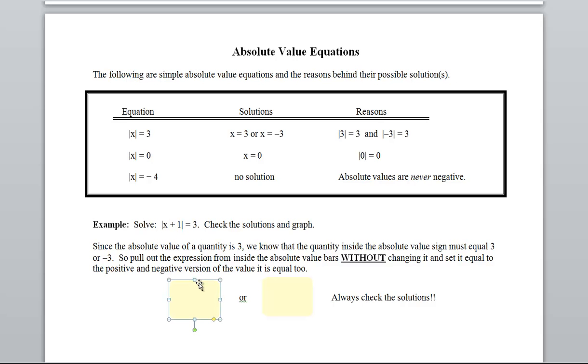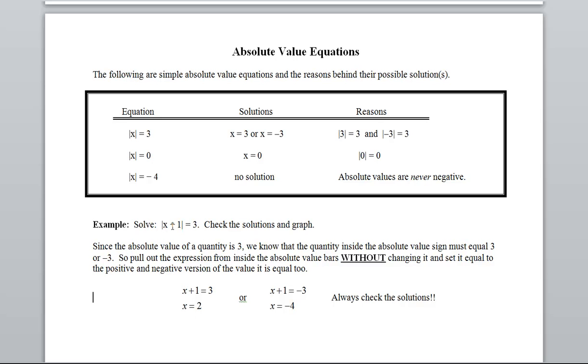So first thing I'm going to do is set it equal to a positive 3. And then we're also going to set it equal to a negative 3. And we solve that equation. So I'm going to subtract 1. That will give me x equals 2. And on this one I'm going to subtract 1 and it'll give me x equals negative 4. So x could be 2 or x could be negative 4.